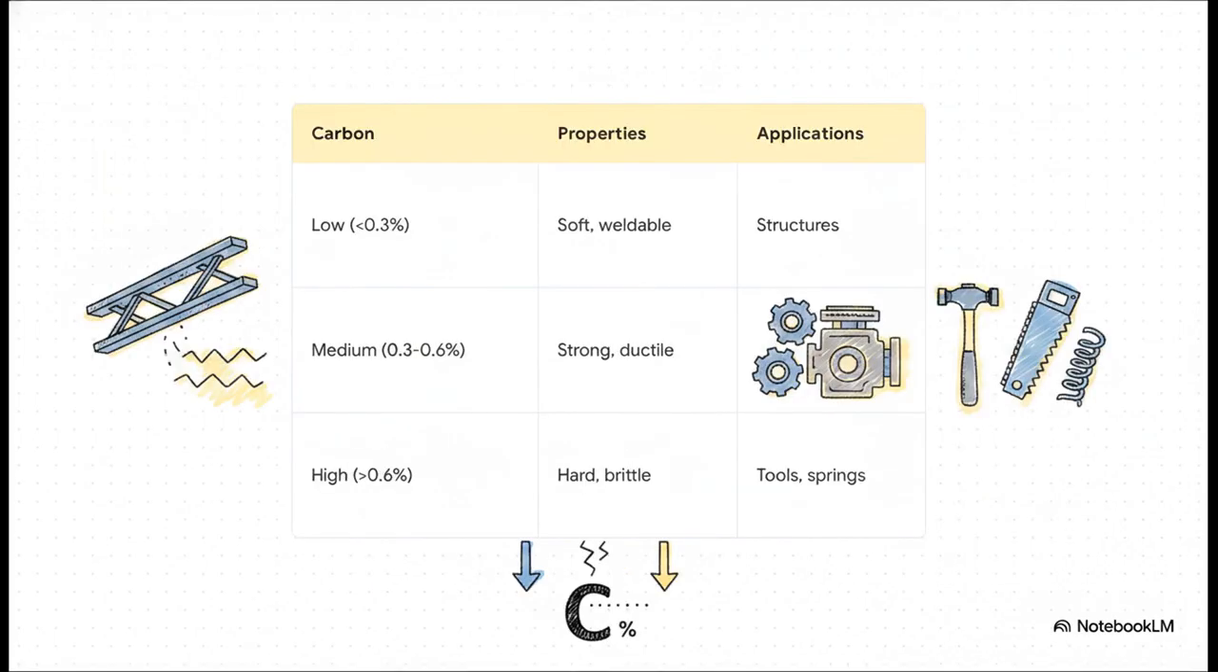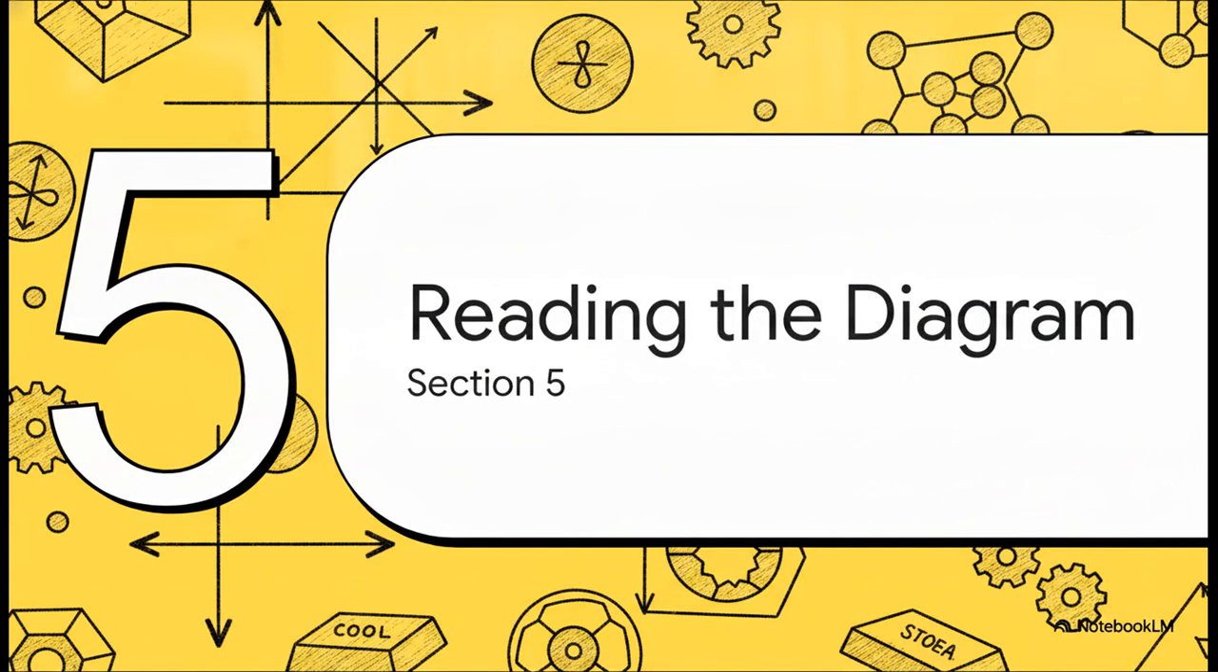Zooming in on the steel side of things, you can see a really clear trade-off happening. Low-carbon steels, so under 0.3%, they're soft, highly weldable, perfect for structural applications. Medium carbon gives you this nice balance of strength and ductility. But once you push into high-carbon territory, anything over 0.6%, you are actively trading away that ductility to get the intense hardness you need for things like cutting tools and springs. All right, Section 5, reading the diagram.